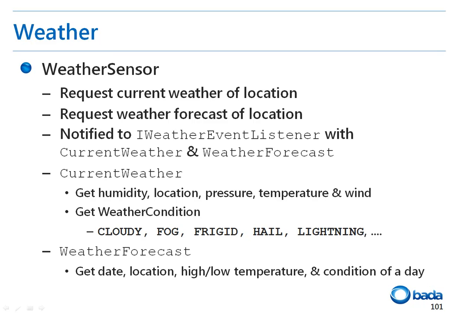The current weather provides functions to get the current humidity, location, atmospheric pressure, temperature, and wind information. You can easily get a short phrase expressing the current weather, such as cloudy skies, foggy, and so on. The weather forecast class provides functions to get the highest, lowest temperatures, and weather conditions for a specified location at a specified time. Let's see how we can use the weather classes.